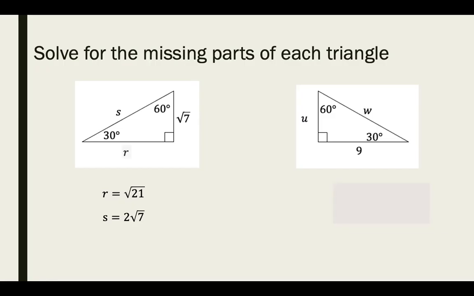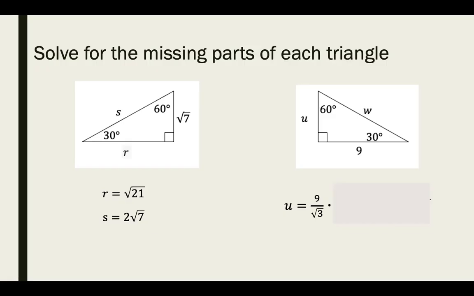All right, our last example for 30, 60, 90 triangles, finding U and W. Let's ask ourselves, that 9 that we're given, which of these sides is it? Is it the hypotenuse, the short leg, or the long leg? In this case, it's the long leg. It's across from 60. And so what's the first thing I want to find? I want to find my short leg. How do I do that? I divide by square root of 3.